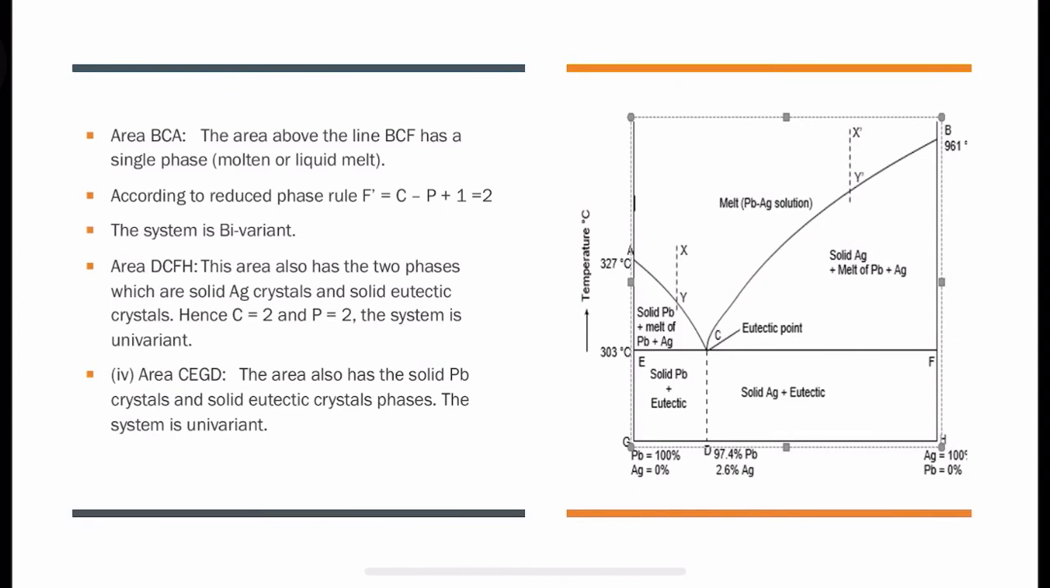Now area DCFH. You can see area D, C, F and H. The area also has two phases, which are solid Ag crystalline and solid eutectic crystalline. Hence C is equal to 2 and P is equal to 2. The system here is univariant, right? So another area is CEGD. You can see in the figure, the area also has the solid lead crystalline and solid eutectic crystalline phase. The system is also univariant.